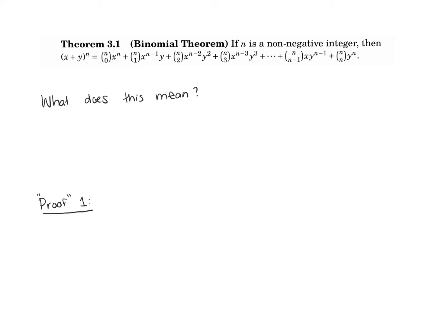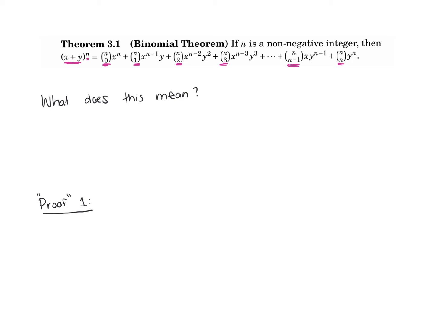Okay, so finally we're going to talk about the binomial theorem. So the binomial theorem, I've got it written out here. It says as long as you have a non-negative integer n, then to take this binomial and raise it to the nth power, you're going to use these binomial coefficients, right? So I've been calling them binomial coefficients all along, but the reason they're called binomial coefficients is that they come from the coefficients of these binomial expansions.